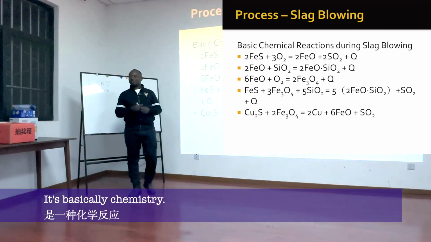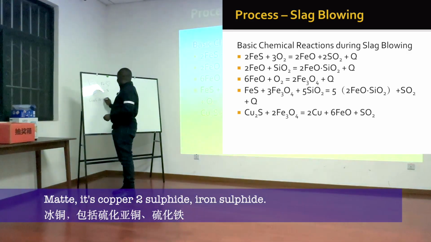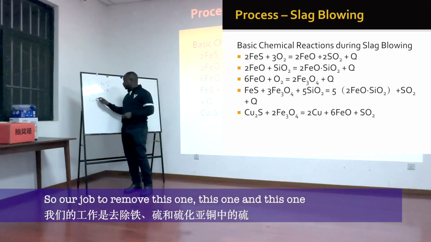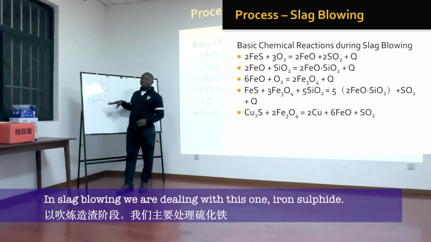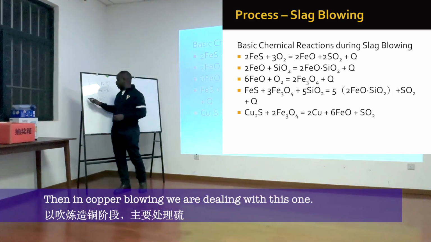It's basically chemistry. Matte, it's copper 2 sulfide, iron sulfide. So our job is to remove this one, and this one, so that we just remain with copper. In slag blowing, we are dealing with this one, iron sulfide. Then in copper blowing, we are dealing with this one.